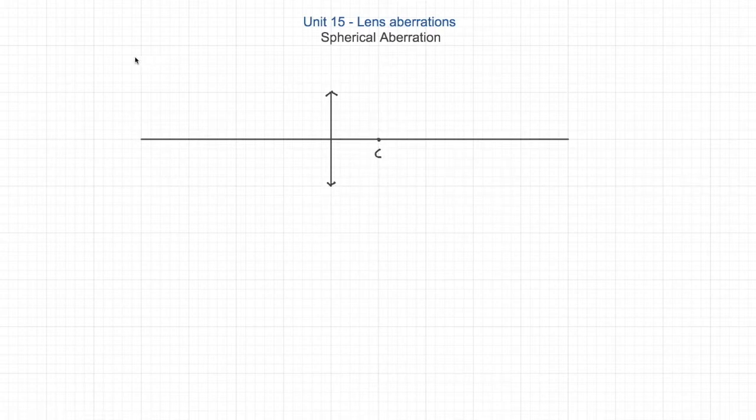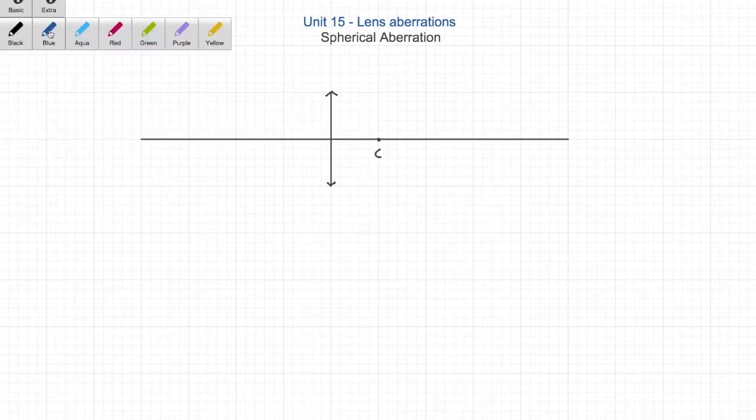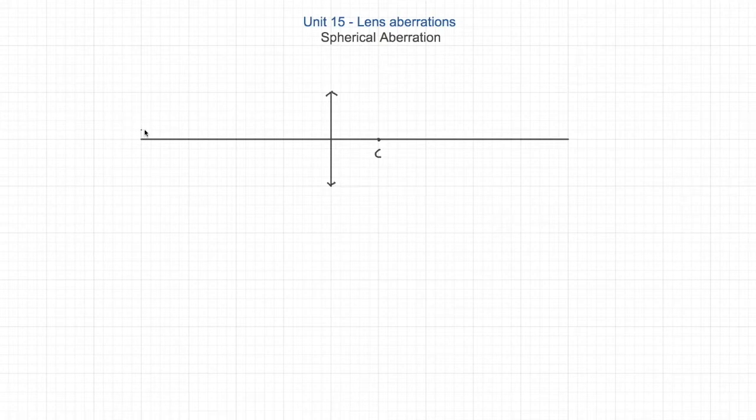I've drawn a convex lens, the optical axis, and the lens's center at C. Now we know if we send in a ray along the optical axis, it is undeviated. If we send in a ray close to the optical axis, this blue ray, let's say it is focused where the blue ray meets the optical axis.